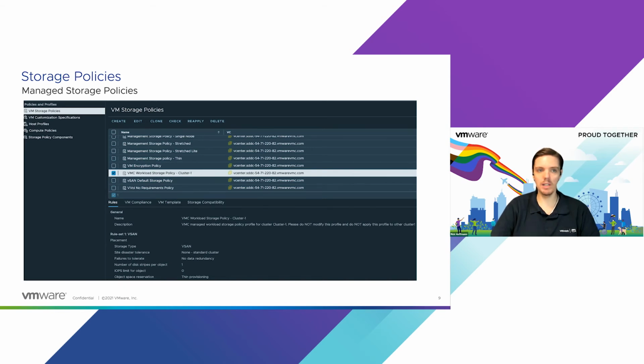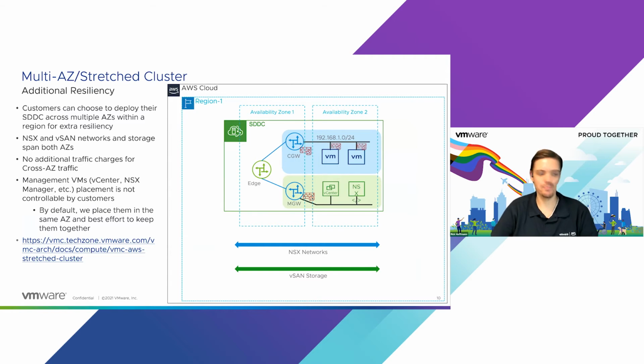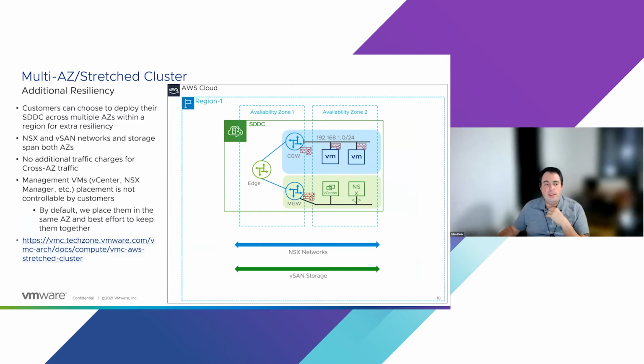Right, Fabio, would you like to talk about stretched clusters? Yep, so stretched cluster is the best way if you need business continuity. Like it was done in the past on your on-prem SDDC, the classic campus configuration where you have half the data center in one building and the other half in another building. Stretched cluster is something similar. We are splitting your SDDC across two different availability zones, so different buildings, different data centers, but everything is managed in a single pane of glass.